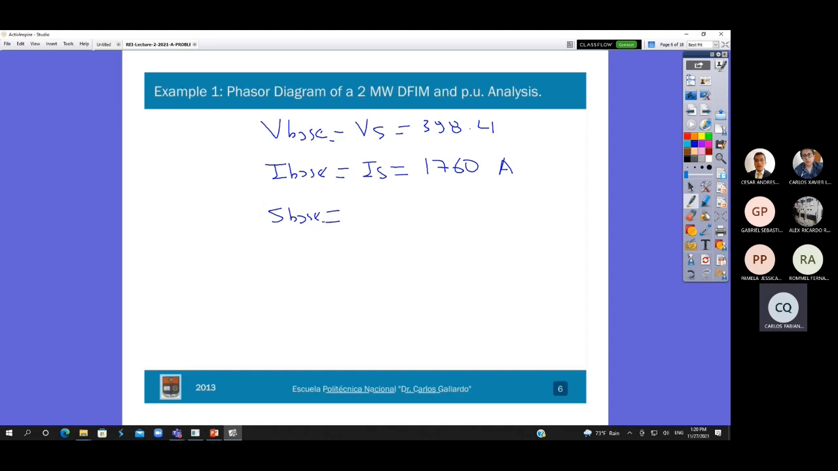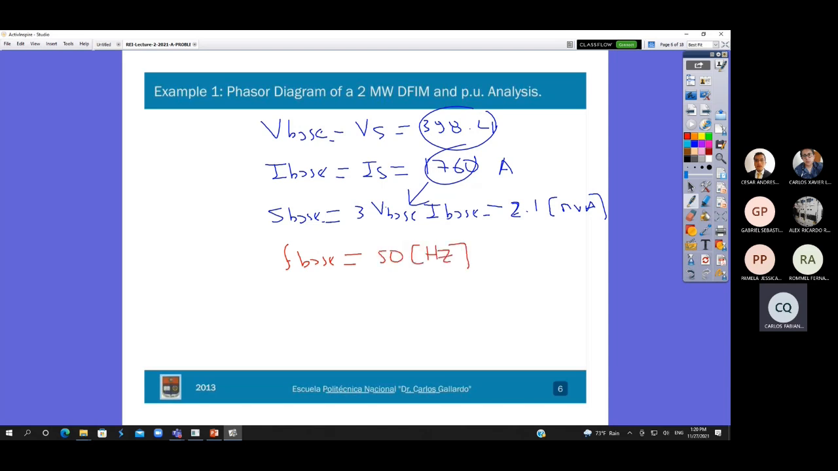By definition, the base complex power is equal to 3 times the base voltage times the base current, which is equal to 2.1 MVA. This is the base complex power. Substituting these two values into this equation. What about the base frequency? According to the problem, the frequency of operation is 50 Hertz.